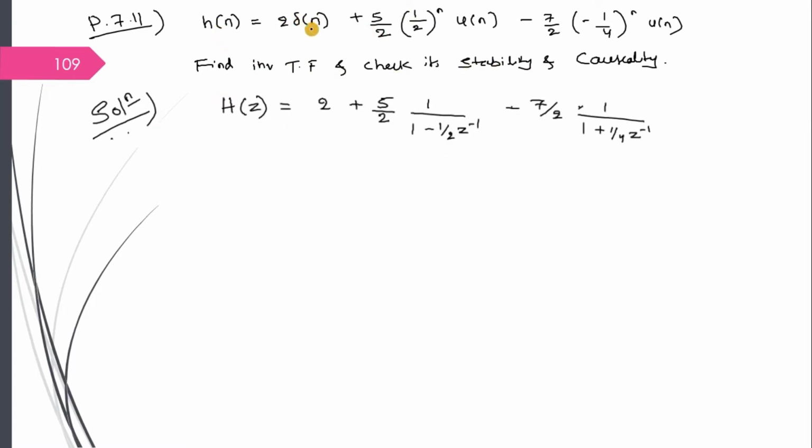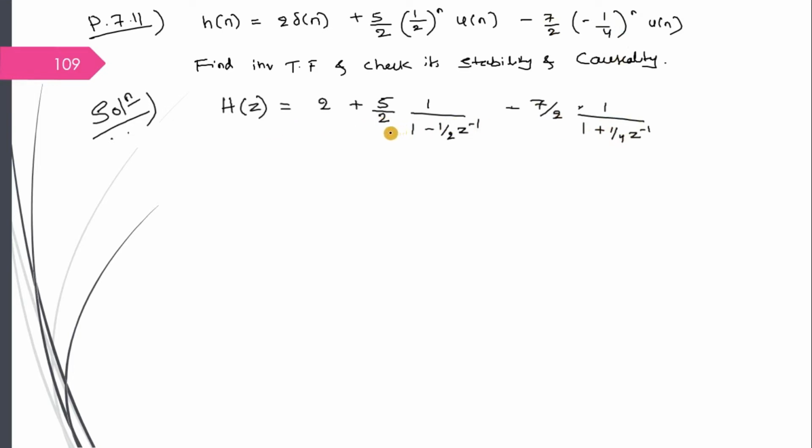H of z. Delta of n's z transform is 1. You know it. That's why only 2 will come here, 5 by 2. What's the z transform of 1 by 2 raised to n u of n? In place of alpha, I'm having 1 by 2. So 1 divided by 1 minus, in place of alpha, 1 by 2 into z inverse. Minus 7 by 2 is taken out. So this one is minus 1 by 4. So 1 divided by 1 minus of minus 1 by 4 becomes plus 1 by 4 z inverse. This is h of z.